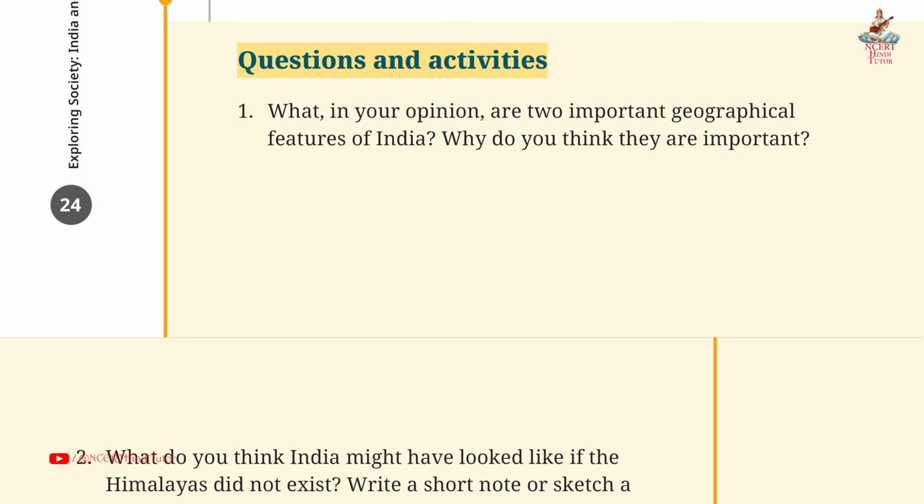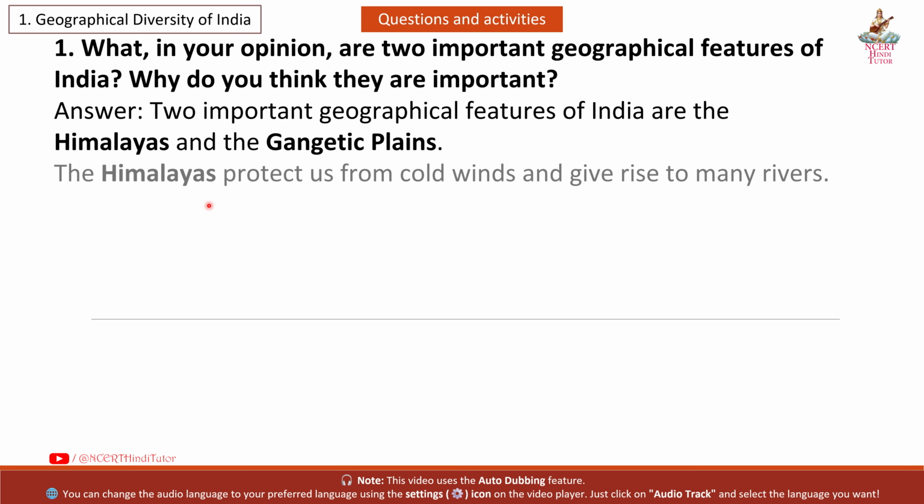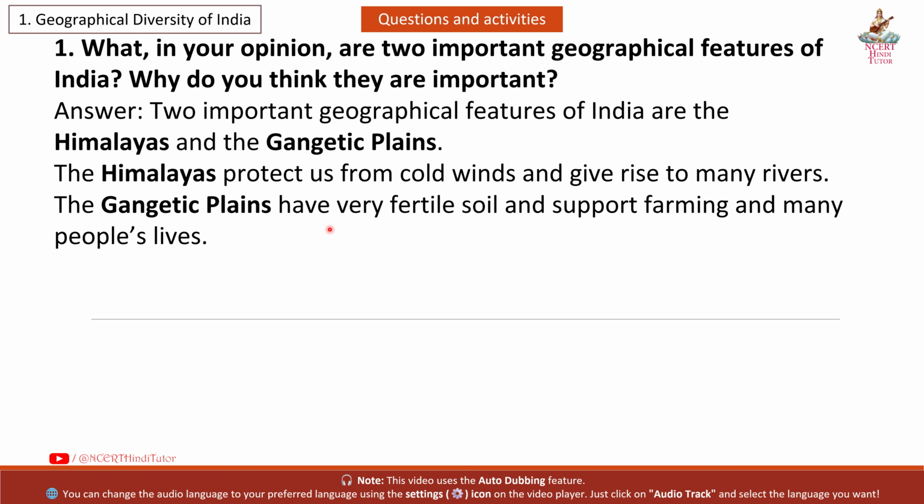Questions and activities. Question 1. What, in your opinion, are two important geographical features of India? Why do you think they are important? Answer: Two important geographical features of India are the Himalayas and the Gangetic Plains. The Himalayas protect us from cold winds and give rise to many rivers. The Gangetic Plains have very fertile soil and support farming and many people's lives.